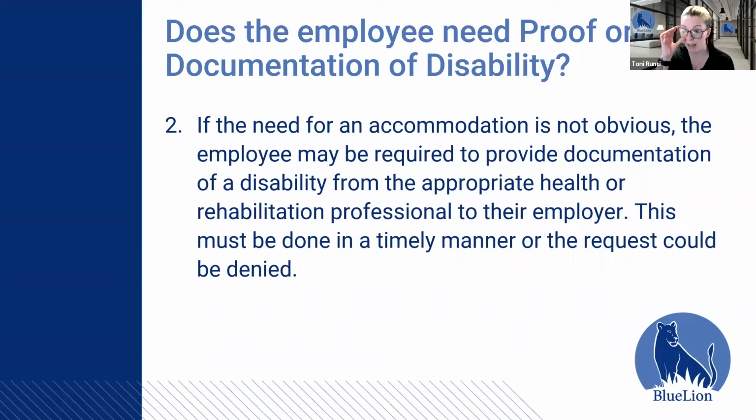When we talk about the mental health side of things, what an employee may need in order to do their job when it comes to a mental impairment is a little bit more difficult, and usually requires definite information from a mental health or a medical professional. So if the need for the accommodation is not obvious, and that's why I say obvious, usually physical impairments are obvious, the employee may be required to provide documentation of a disability from the appropriate health or rehab professional to their employer. This must be done in a timely manner.